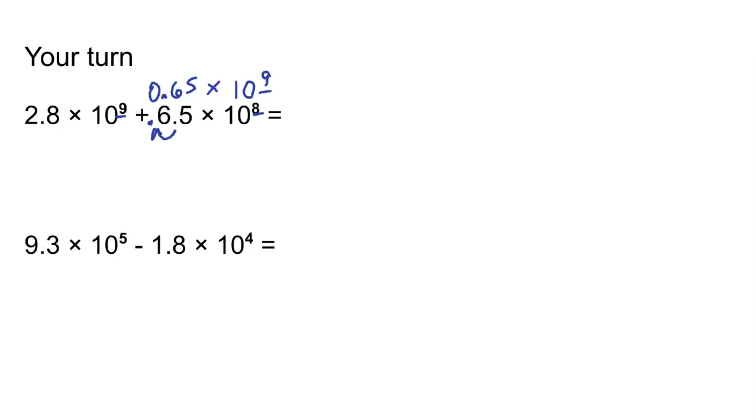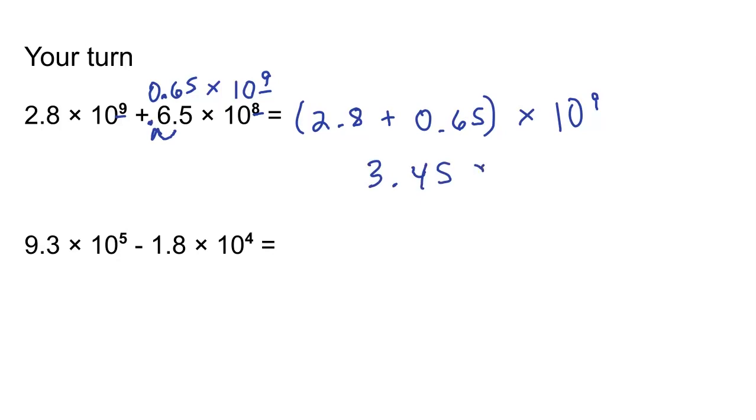So you can go ahead and add the coefficients, which gives you 2.8 plus 0.65 times 10 to the 9th power. And 2.8 plus 0.65 equals 3.45 times 10 to the 9th power. And that's the final answer. Next you have 9.3 times 10 to the 5th power minus 1.8 times 10 to the 4th power.